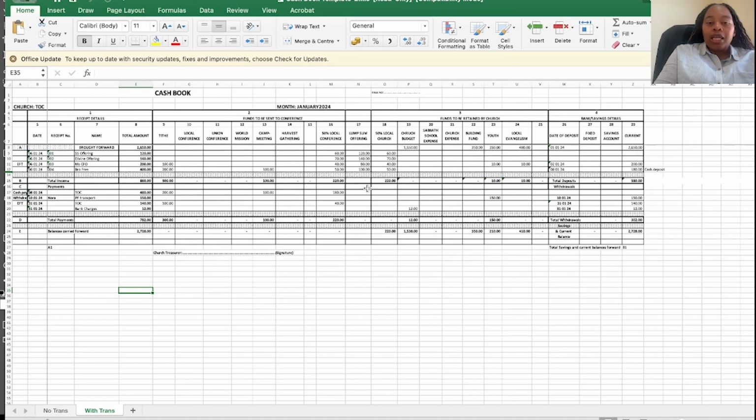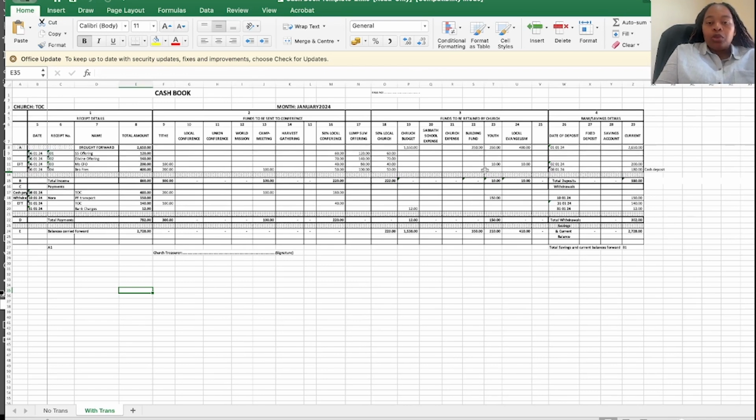And then for the local church, we've got 220 plus 10 rand plus another 10 rand, which is 240, which needs to go to our bank account. But now remember, the money for the CFO, we don't have it on hand, the 200 rand. So it's not going to balance like that.